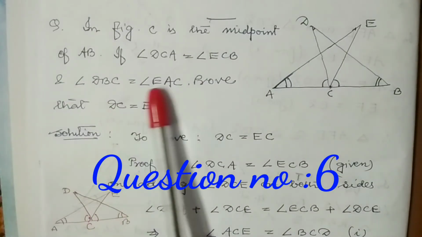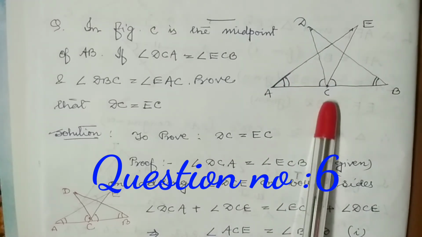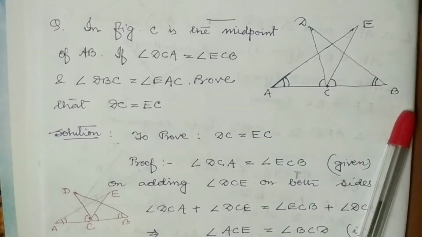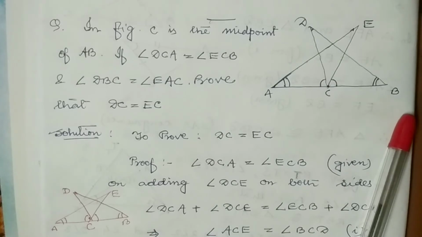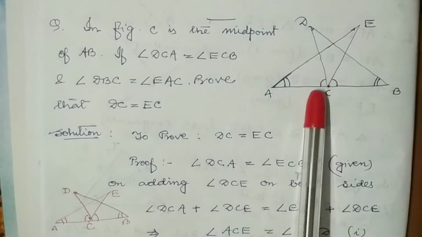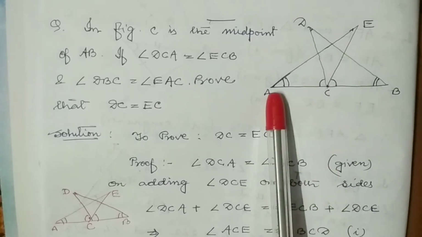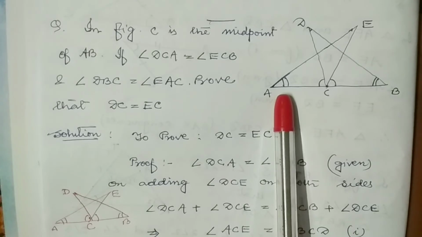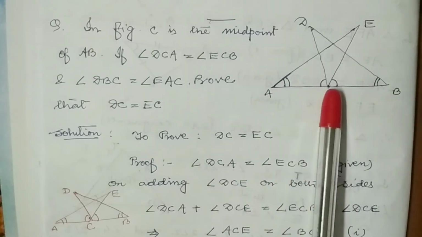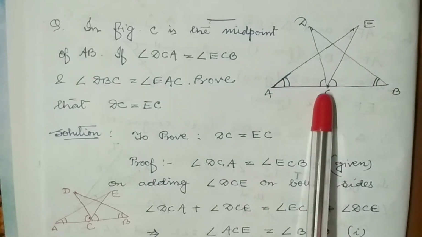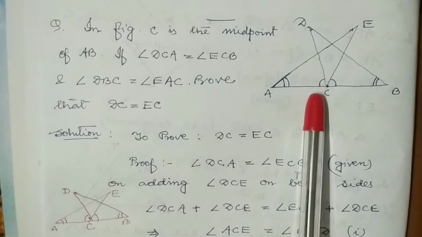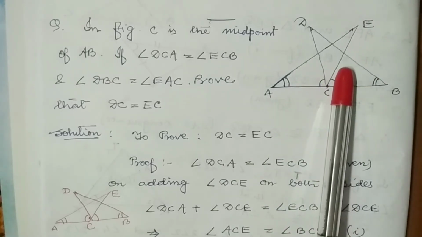Here the question is, in this figure, C is the midpoint of AB and angle DCA equals angle ECB and angle DBC equals angle EAC. These two angles are equal, and C is the midpoint. What are we to prove? That DC equals EC.